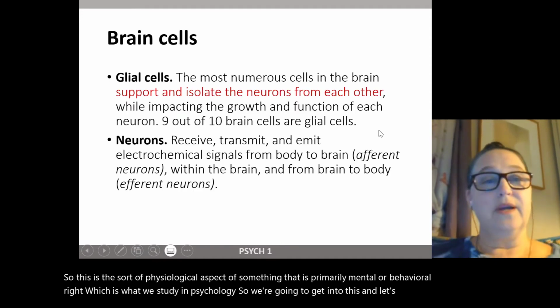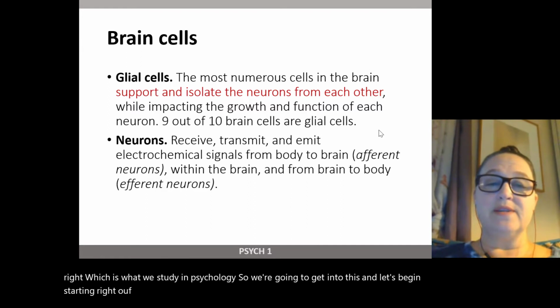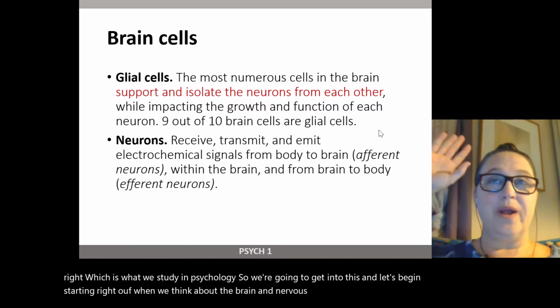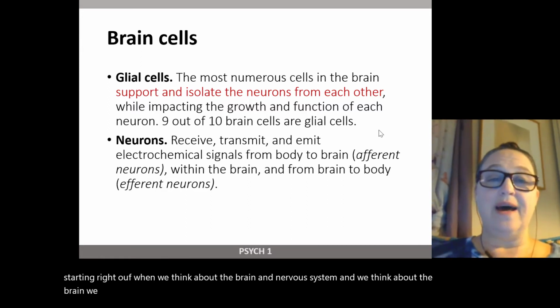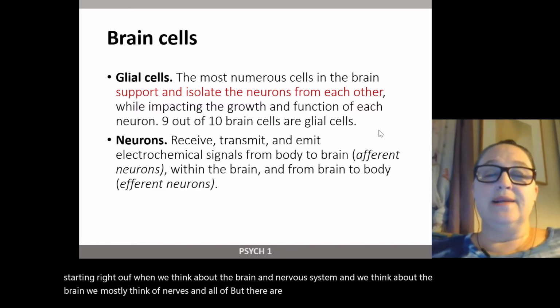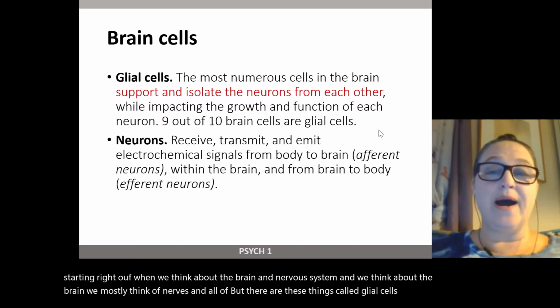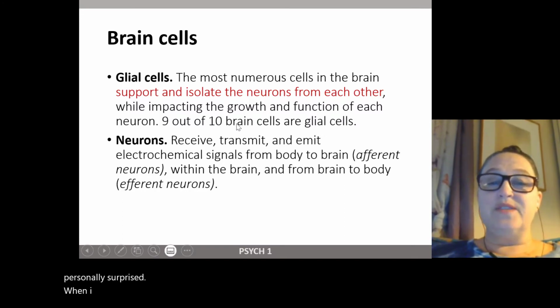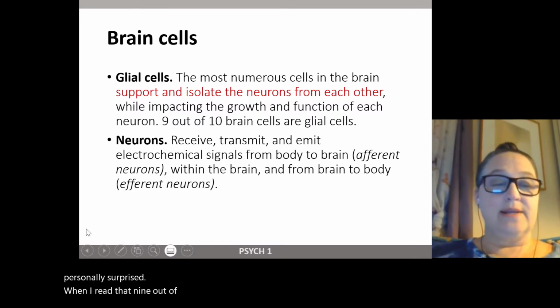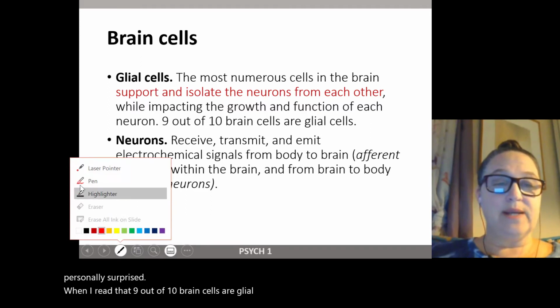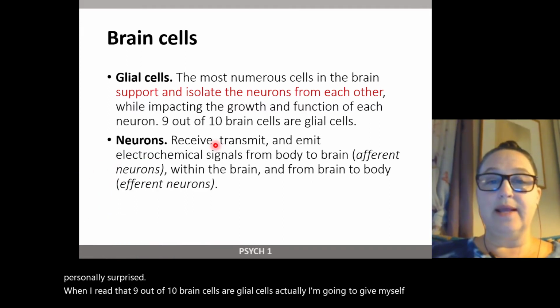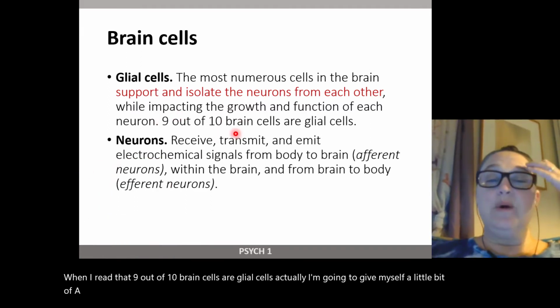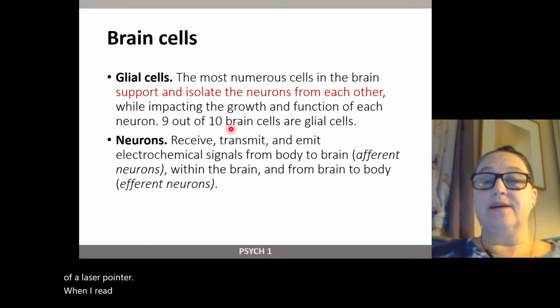Starting right off, when we think about the brain and nervous system, we mostly think of nerves and all of that. But there are these things called glial cells, and I was personally surprised when I read that 9 out of 10 brain cells are glial cells.